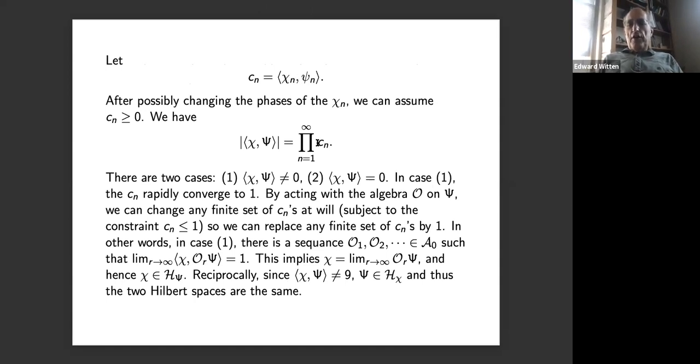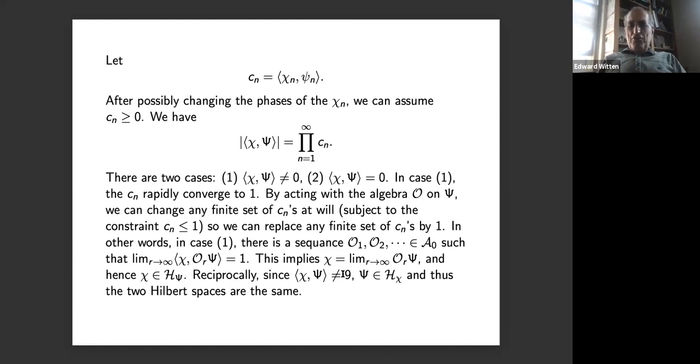So we can replace any finite set of the C_n's by 1, or by numbers arbitrarily close to 1. Since the product is converging to a positive number, that means that the C_n's are rapidly approaching 1. And there are finitely many of them that are not too close to 1, but we can change them by acting with our small algebra. So in other words, in case 1, there's a finite set of elements of the algebra such that the inner product of chi with O_r acting on psi approaches 1 as r goes to infinity. So that means that chi is in the Hilbert space of psi.